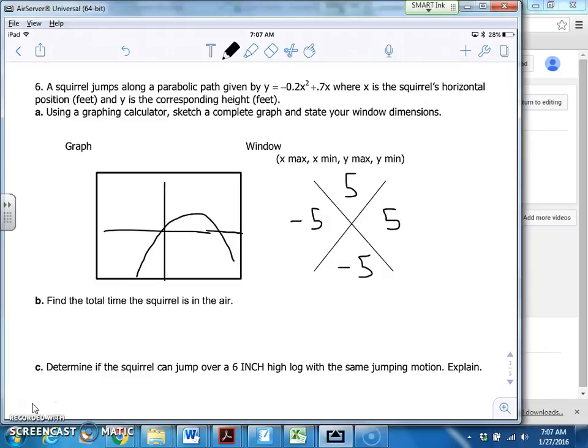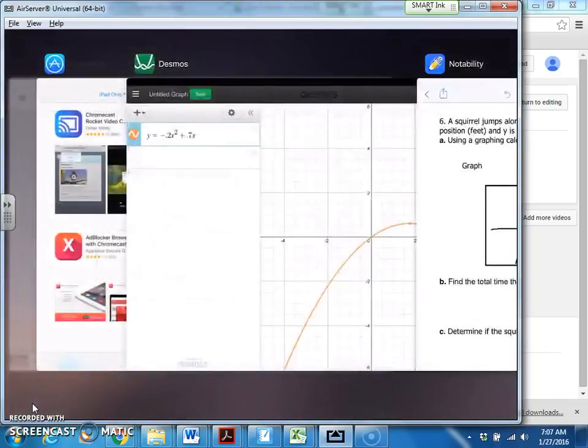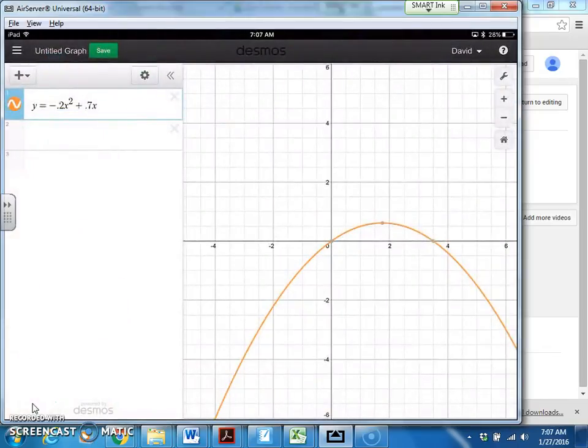Alright, find the total time the squirrel was in the air. Let's go to our calculator. And let's look at these important points. So this, remember the x-axis is the time. So at time 0, the jump is starting. At time 0.613, the squirrel is 1.75 feet in the air. And then it lands at time 3.5. You can see that height there is 0. So it's about, the time is about 3.5 when it hits the ground.